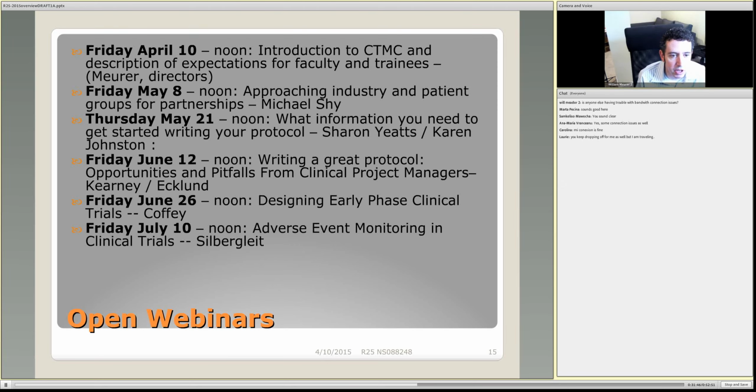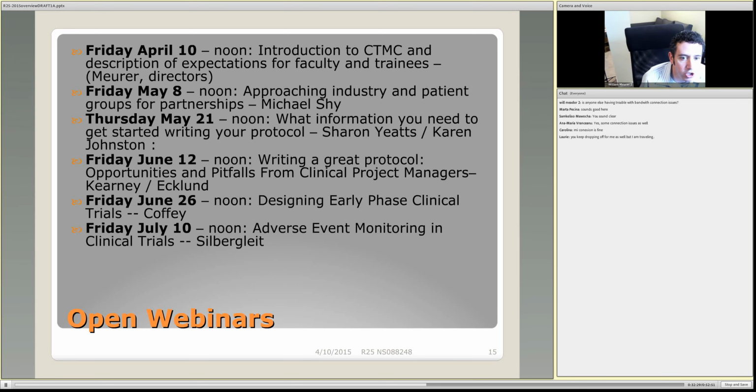So this is the lineup. We pretty much confirmed on all this. They're all on Fridays except for the one on May 21st. And these should be good sessions that will help you in terms of the initial planning process. Michael Shai is going to talk about approaching industry and patient groups for partnerships. This is the idea, especially in the early phase trials: if you want to do a trial where perhaps a pharmaceutical company donates a drug or a device, how do you go about doing that? It takes some lead time, and they're not always going to say yes, and it depends on the circumstances. So that should be a good talk.